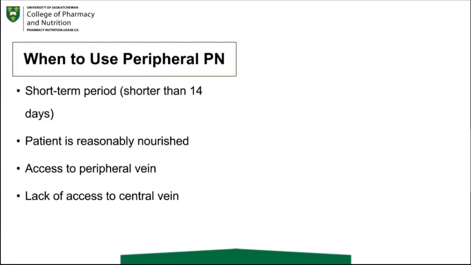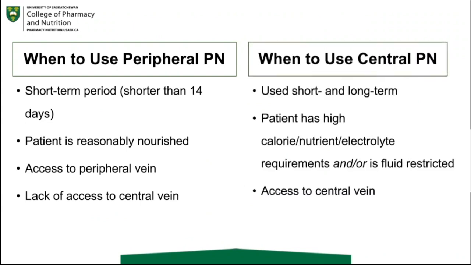Peripheral PN is used for short periods of time, typically less than 14 days, if the patient is reasonably nourished, if there is access to a peripheral vein, and if there is not access to a central vein. Central PN is usually used for long periods of time, but may be used short-term as well. Central PN is also used if the patient has high calorie, nutrient, and electrolyte requirements, or is fluid restricted, or if there is access to a central vein.